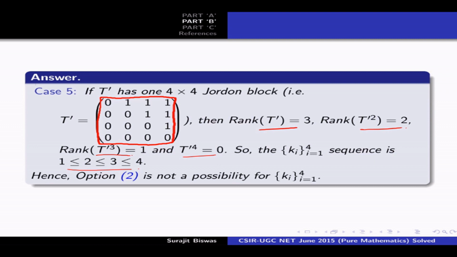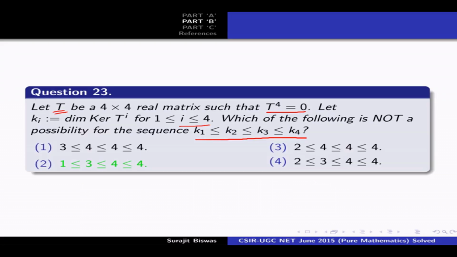Now if we consider the given options, then option 2 is not a possibility because it is not arising in the previous cases. So option 2 is not a possibility for Ki. So this is the correct option here.